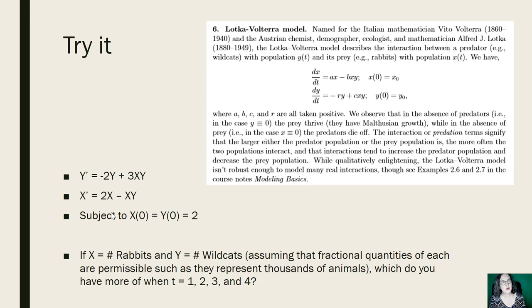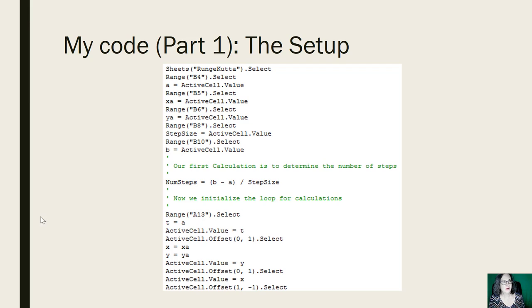Now I'm going to show you my code. So this is how I set it up. So I read all the various values in. I set up my step size. Okay, B and A were read in up here. And then time is starting at point A. So maybe that's 1 if I'm starting at time 1. Maybe it's 0 if I'm starting at time 0. And then the X and Y value. So that's my starting population.